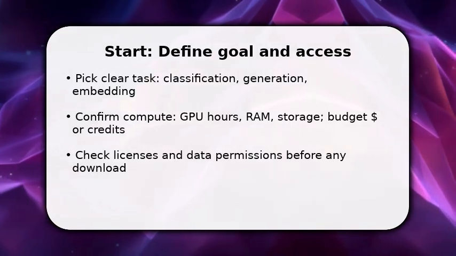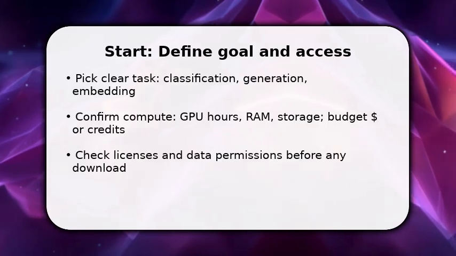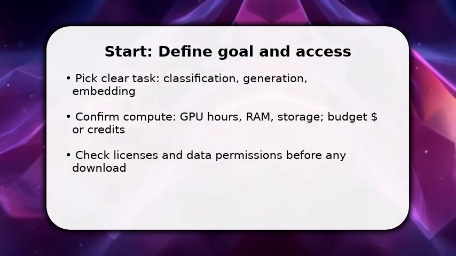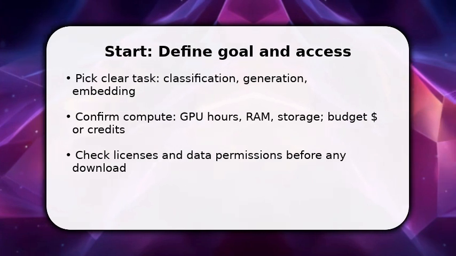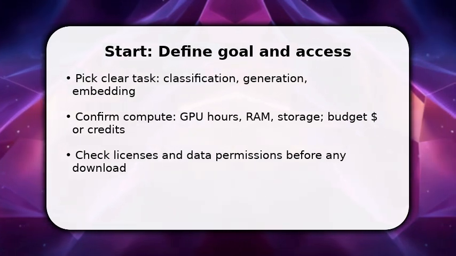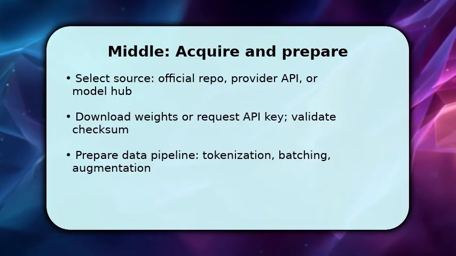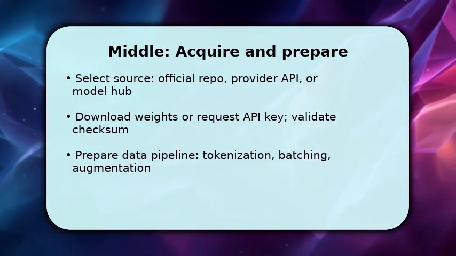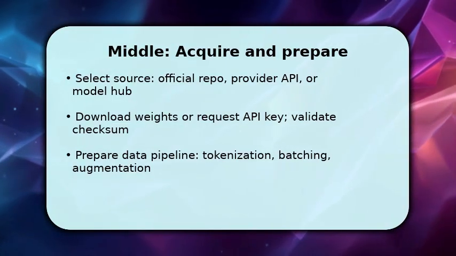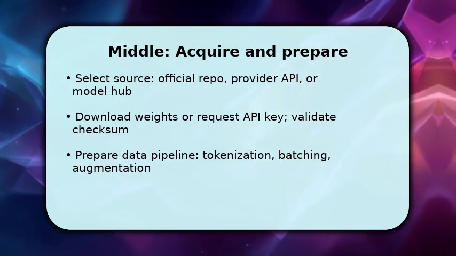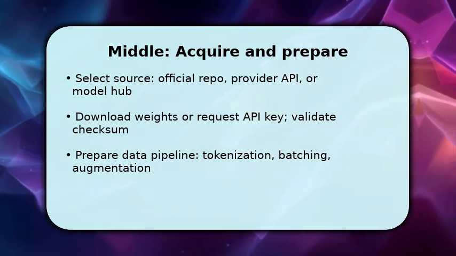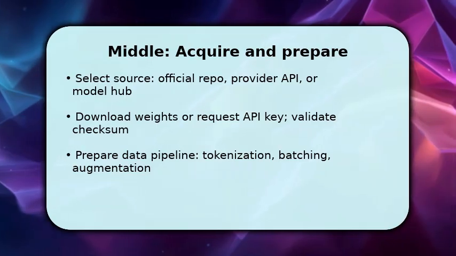Next, choose a distribution source or provider that matches your license and compute. You'll act quickly now to avoid dead ends later. You next acquire the model and prepare it for your environment. If downloading weights, validate checksums and confirm model architecture to match your runtime. If using an API, request keys, enable quotas, and test a small query.